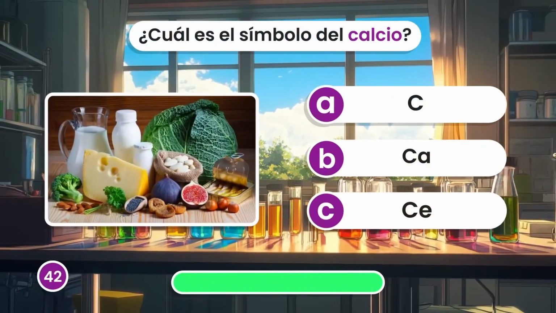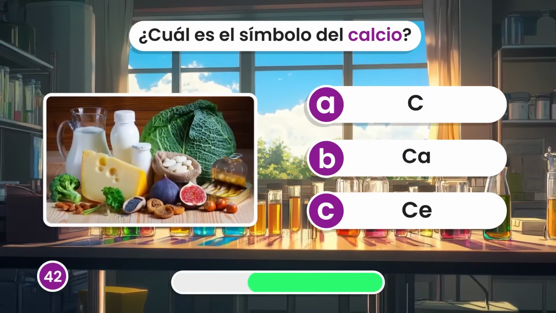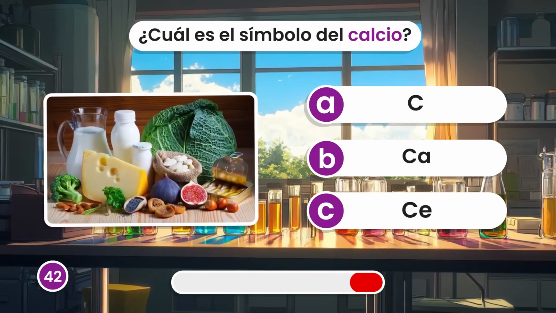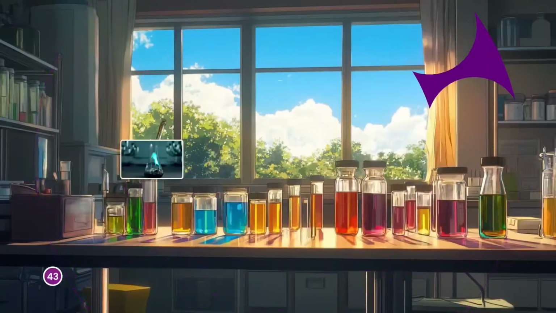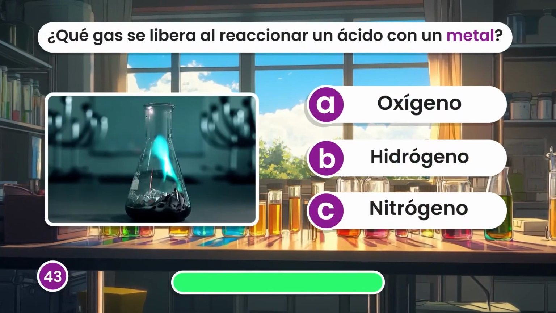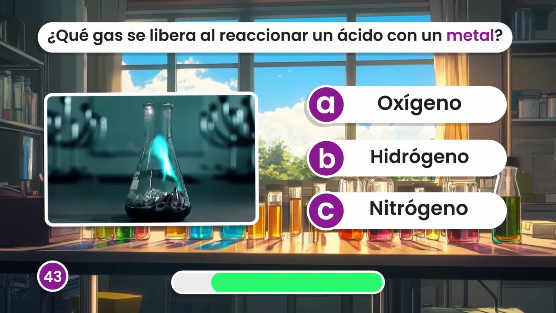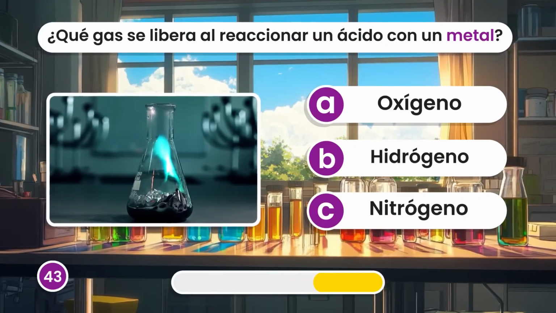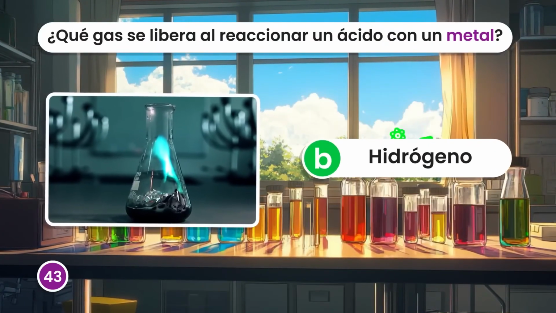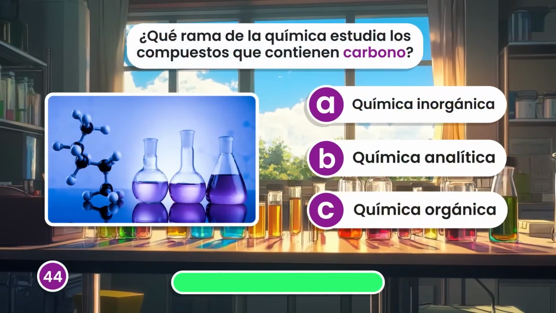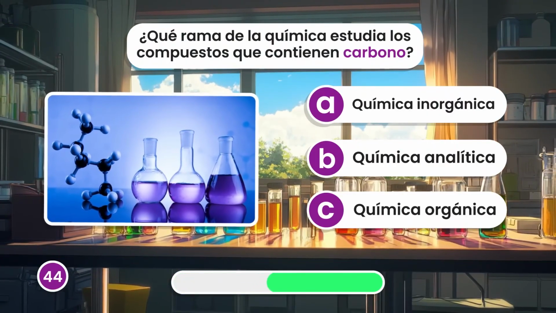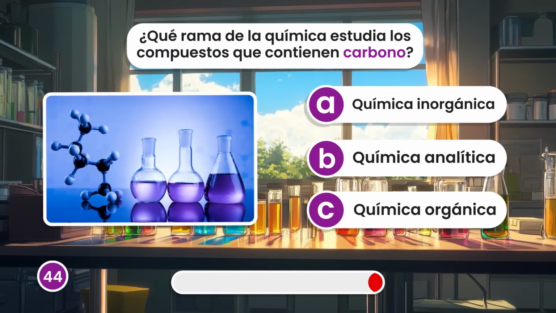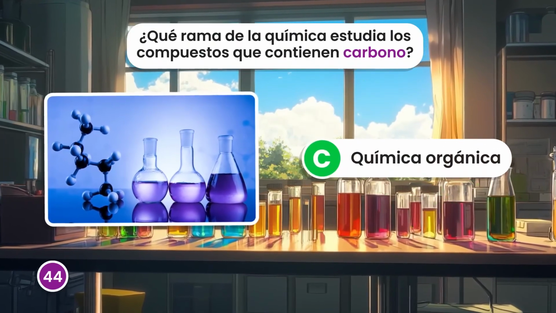What is the symbol for calcium? Ca. What gas forms when acid reacts with metal? Hydrogen? Which branch of chemistry studies compounds that contain carbon? Organic chemistry.